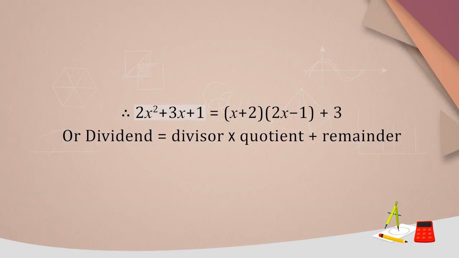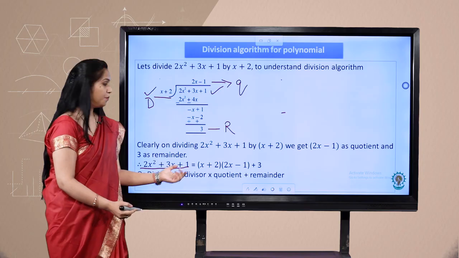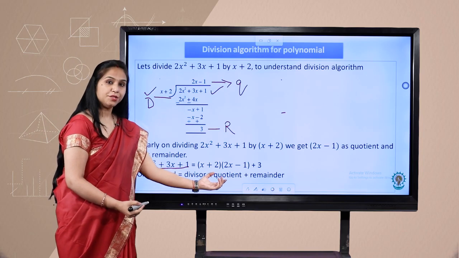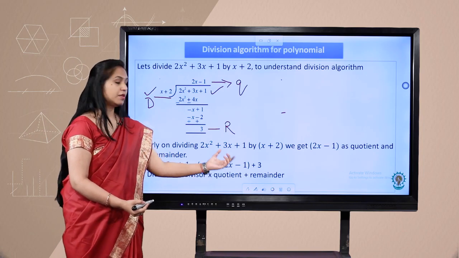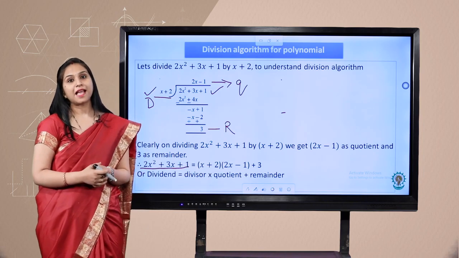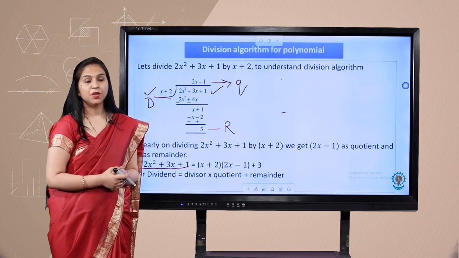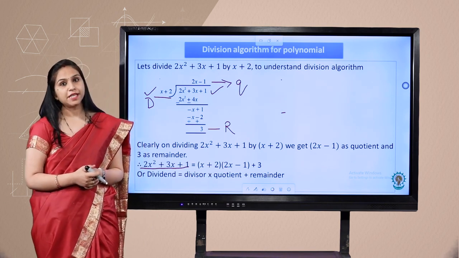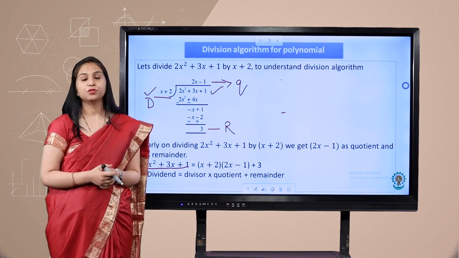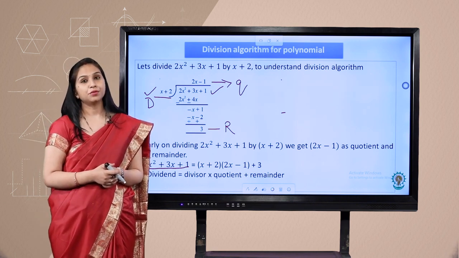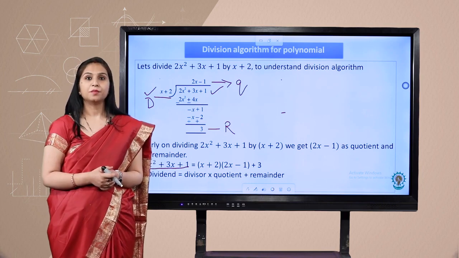If you see carefully, we can write this dividend as the product of divisor and quotient plus remainder. So children, this is actually the division algorithm, where the dividend can be obtained by multiplying quotient and divisor, and to their product we add the remainder.